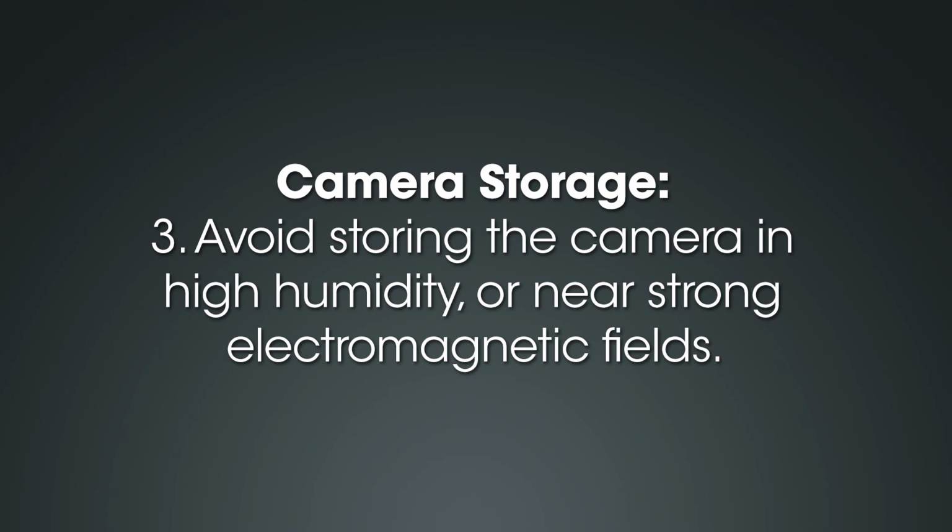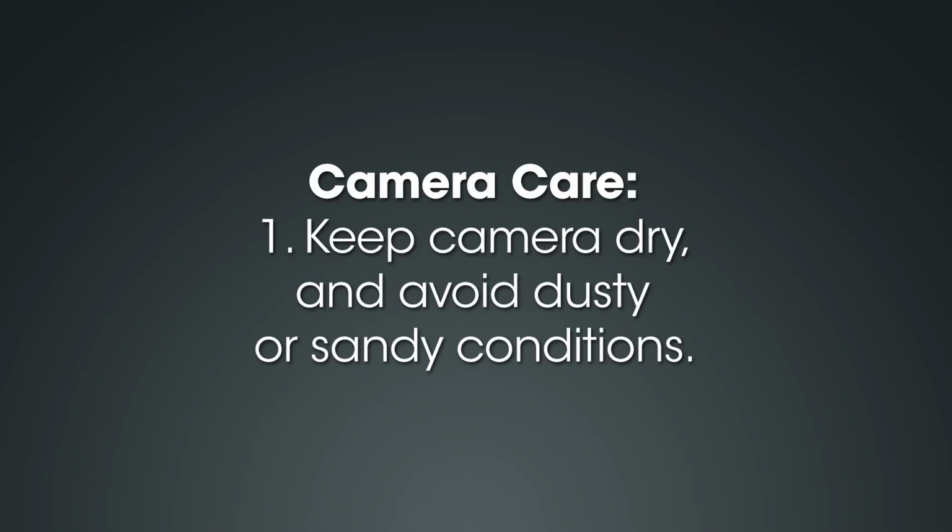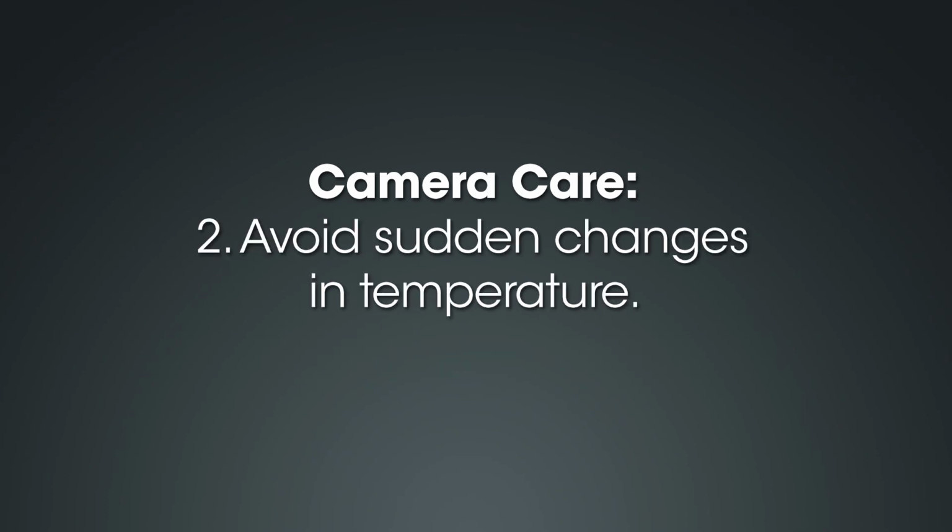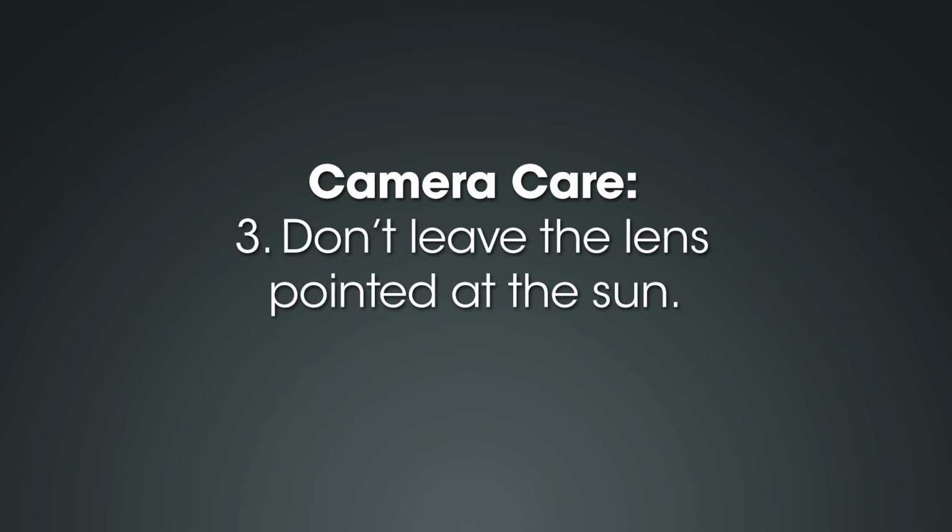When you're using the camera regularly, you'll want to protect it from several environmental elements that could cause damage. The camera should stay dry, and contact with dust or sand should be avoided. You'll also want to avoid subjecting the camera to sudden changes in temperature. If the camera is cold and is suddenly brought into a warm environment, condensation or moisture can build up on the camera's internal components. Also, leaving the lens pointed at the sun will cause damage to the camera's image sensor.